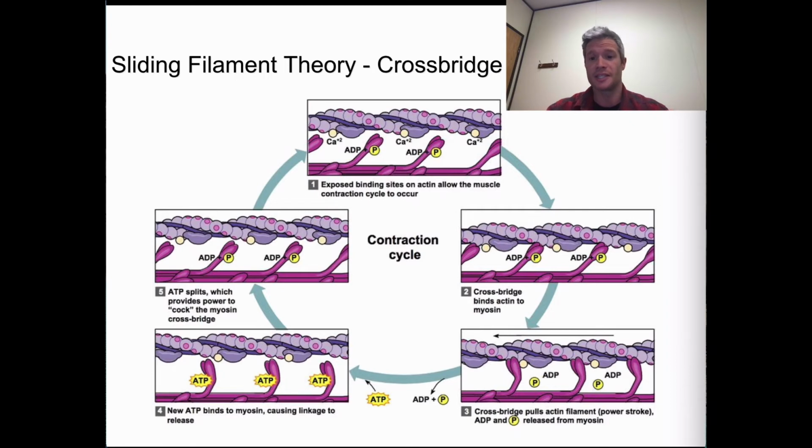Okay, well, here it is. This is the thing to know. Definitely know this. So we'll start off on the first step, and I find it really helpful to think of this as a cycle. So we'll start off with our binding sites, or our active sites, on actin being exposed. Okay, so what's happened so far? Well, we have calcium released from our sarcoplasmic reticulum as a result of those voltage gated calcium channels being opened. And we see that we have some ADP and phosphate still on our myosin here.